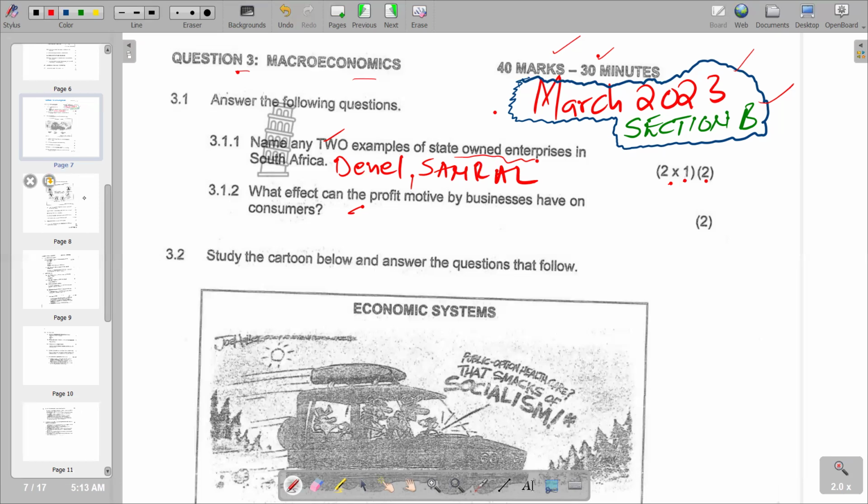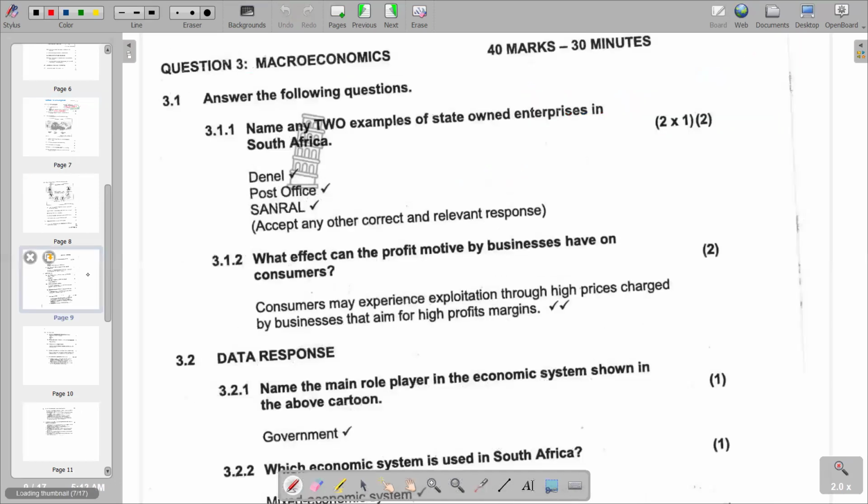So what effect can the profit motive by business have on consumers? It leads consumers to experience exploitation through high prices charged by businesses that aim for high profit margins. And on the first part of our question, we needed two examples of state-owned enterprises, and we've got Denel, we've got SANRAL, and you can also include the post office. These are the examples that we have.